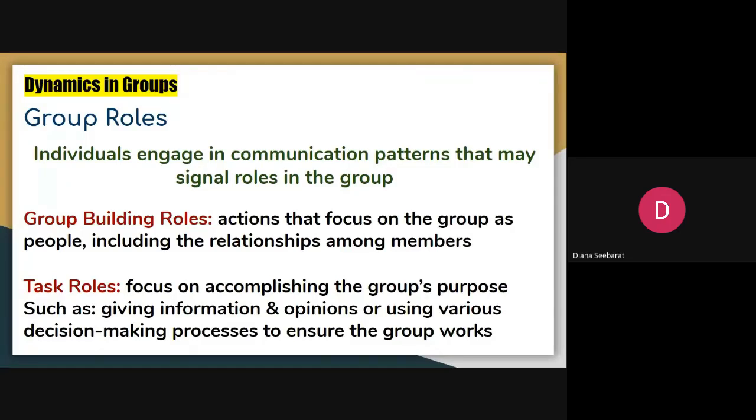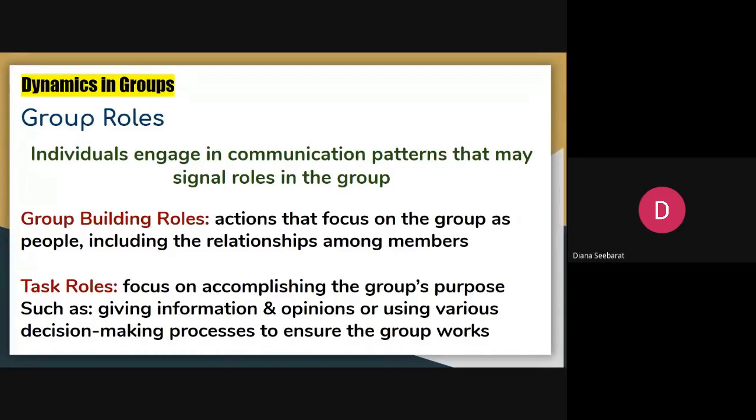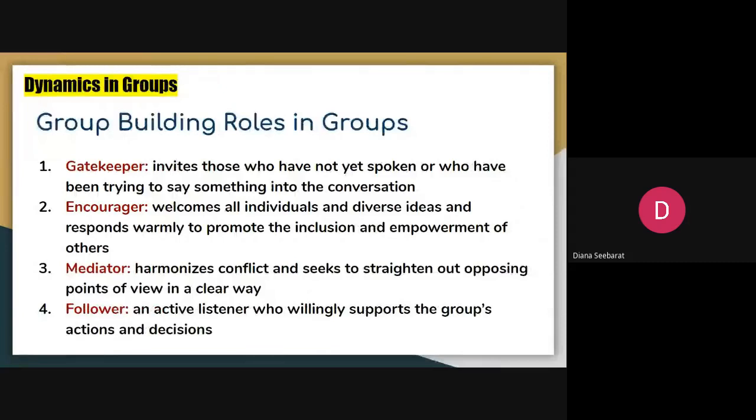the group works. So, in group building roles, according to Benne and Sheats 1947, these roles are oriented toward the functioning of the group as a group, and they alter or maintain the group's way of working to strengthen and regulate the group. And so there are different roles in a group in group building. There are four here, and the first one is gatekeeper.